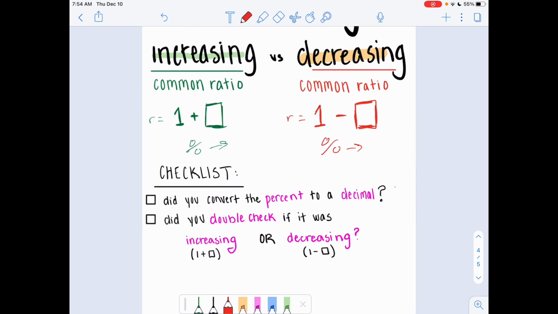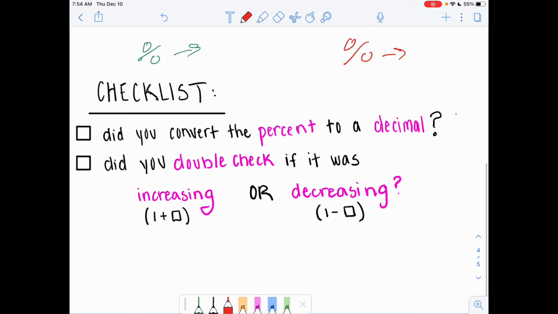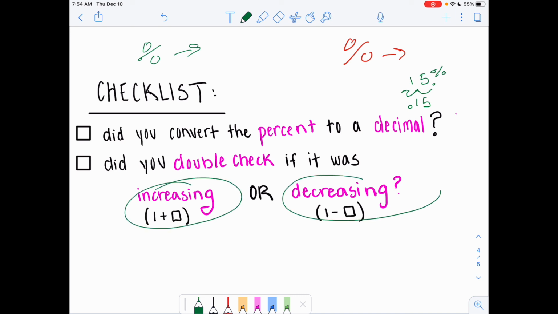Before you hit submit or finalize any answers, pay attention to this checklist. Did you convert the percent to a decimal? And remember, to do that, take the decimal place, move it 2 spots to the left, and now you have it as a decimal. Check to make sure. Did you double check if it was an increasing or decreasing problem?